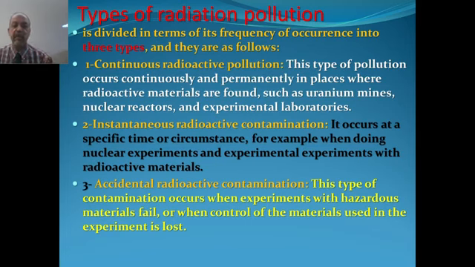Number one is continuous radiation pollution. This type of pollution occurs continuously and permanently in the places where the radioactive materials are found, such as uranium mines, nuclear reactors, and experiment laboratories. These are areas, for example, that have continuous radioactive pollution.